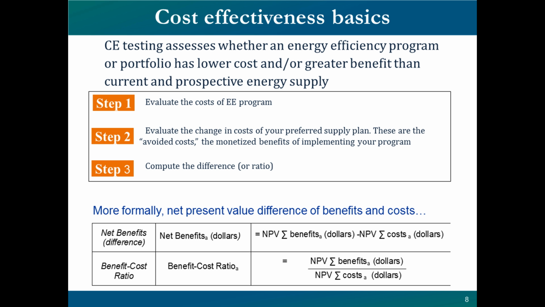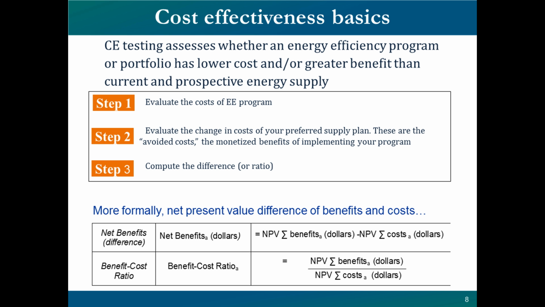Step 2 is evaluating the change in costs of your preferred supply plan. And where this comes from is the sort of utility history and resource planning. So with load growth, how will the utility or market add resources to meet that need? And if I can do energy efficiency, then I avoid that need, and we call that avoided costs. And so another word for avoided costs are benefits.